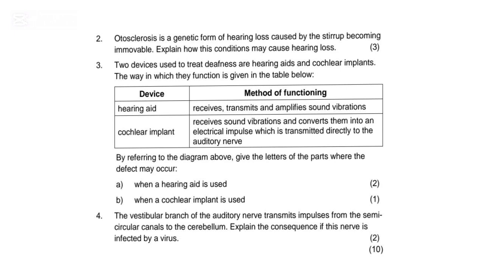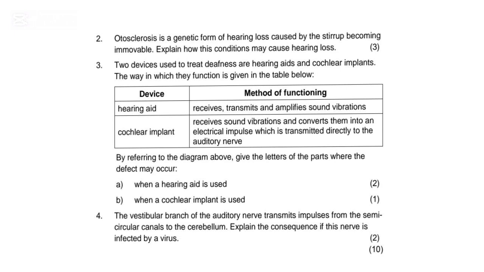the ossicles. Number 3B. When a cochlear implant is used. This means that there is a defect at the cochlea, at part labeled C.